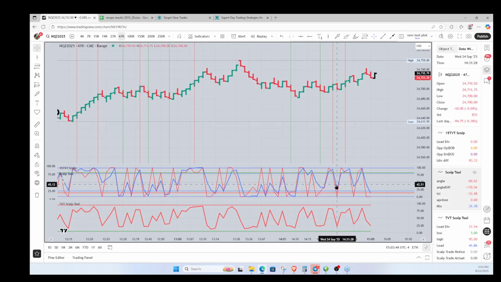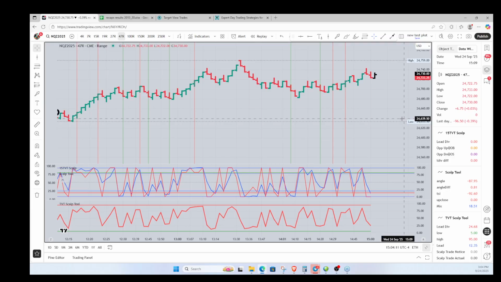Let's see, which one am I looking at? This is going to be the 15. Yeah, right here. If you look at lead div right here, it's at 0 right there, and it's at 100 right there. So when it goes from 100 to 0, it does a full 100 point move like that. I'm capturing information when it does that.